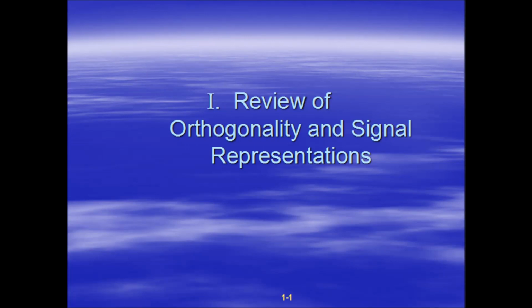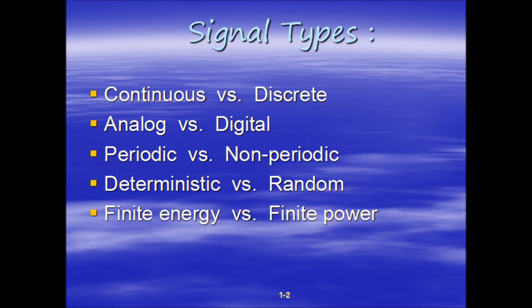Now we talk about Chapter 2, Review of Signals and Signal Representations. This is just a review of what you have learned in the 315 class, Signals and Systems. As we know, there are many different types of signals: continuous and discrete, analog and digital, periodical and non-periodical, deterministic and random, finite energy or finite power. Later we are going to show examples of all the different kinds of signals.